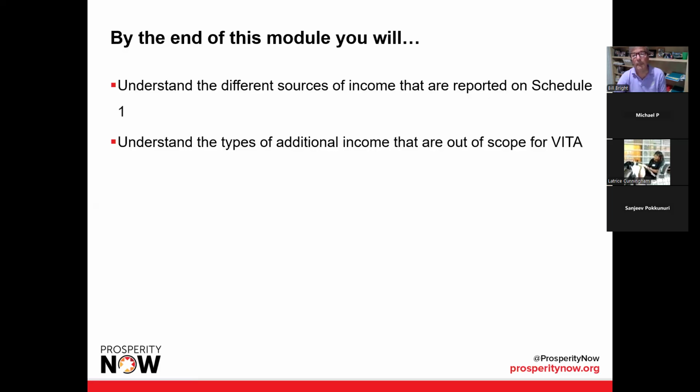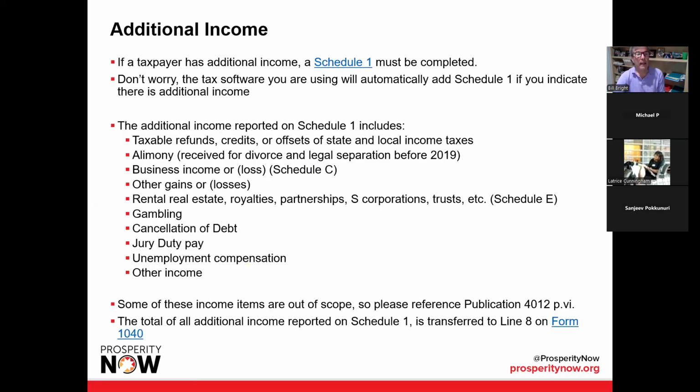Okay, additional income. There are a lot of different types of income, both that we do see and a lot that we don't, which are out of scope. The way these are recorded is either directly on Schedule 1 or through other forms that flow through to Schedule 1 and then through to the 1040. They include taxable refunds from state and local taxes, which again only needs to be recorded if they itemize.